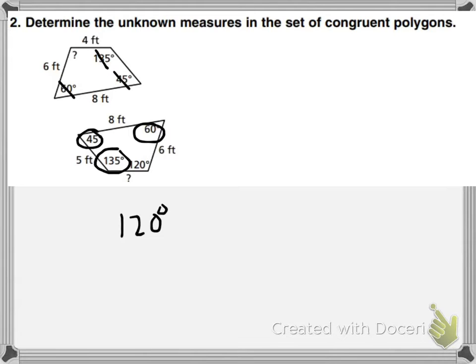Alright, and then if we go back and look for the missing side, same thing. Well, now the missing side is over here, so 4 feet. Oh, 4 feet's not given, so the missing side for that one is 4 feet. And we're good to go.